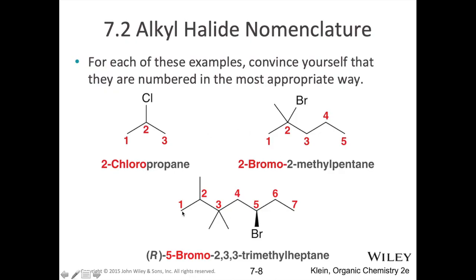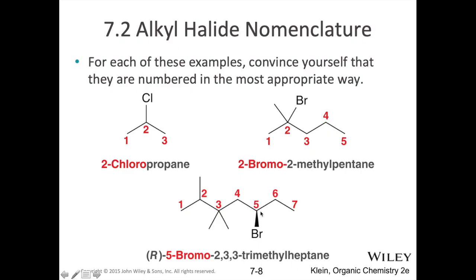Alright, and in this example, our longest carbon chain has 7 carbons, hence that heptane ending. It looks like we start getting substituents on the left, so that's where we start numbering. We have a methyl group on the number 2 carbon, and 2 of them on the number 3 carbon, and we have a bromine on the number 5 carbon. So again, going in alphabetical order, that's 5-bromo-2,3,3-trimethylheptane.